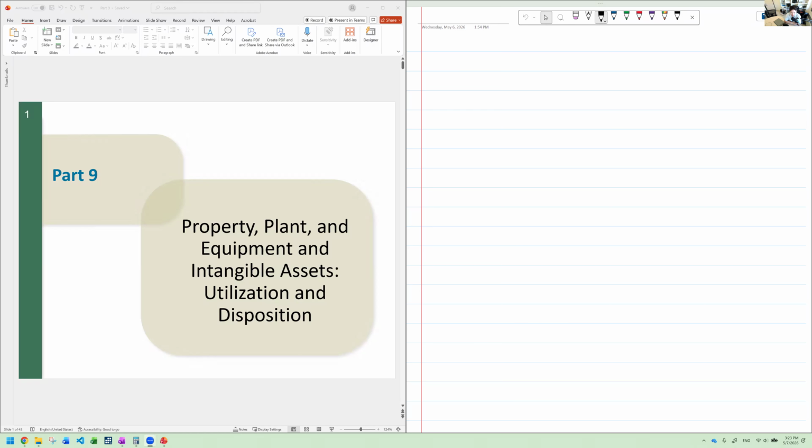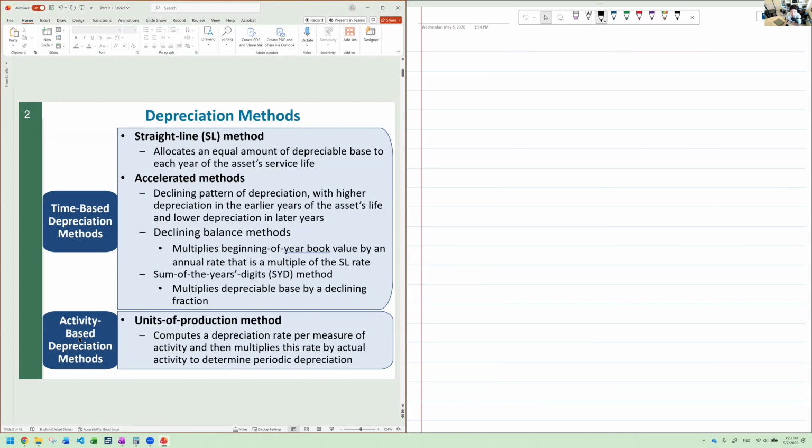Welcome back to the last lecture of the course. So on this part, we're going to discuss both the tangible and intangible long-term assets. So the first topic that we're going to discuss is four different methods of depreciation for long-term tangible assets.